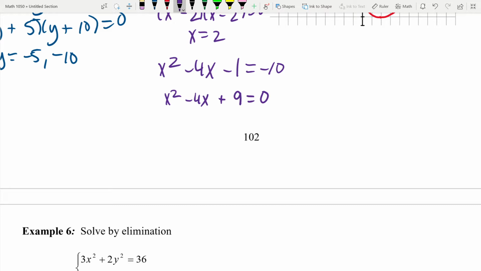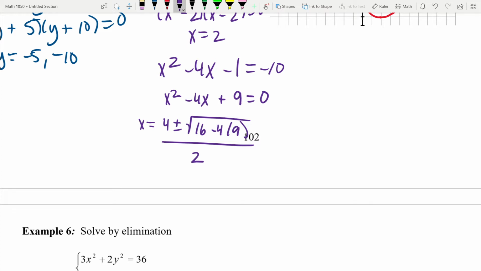So does the fact that it won't factor make it an invalid solution? Yes or no? I'm going to say it again. I want you to listen. Does the fact that that does not factor mean that it's going to end up as an invalid solution? Yes or no? No, it does not, because I can do what? Quadratic formula. Let's go. X equals 4 plus or minus the square root of negative 4 squared, which is 16, minus 4 times 1 times 9, all over 2 times 1, which is 2.